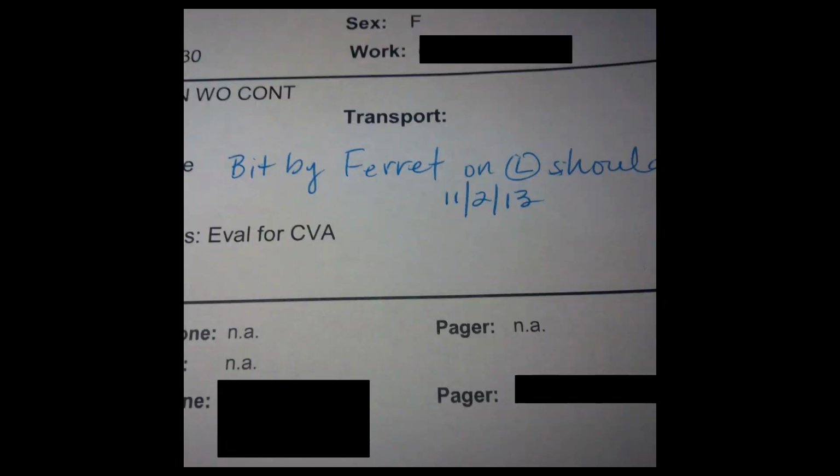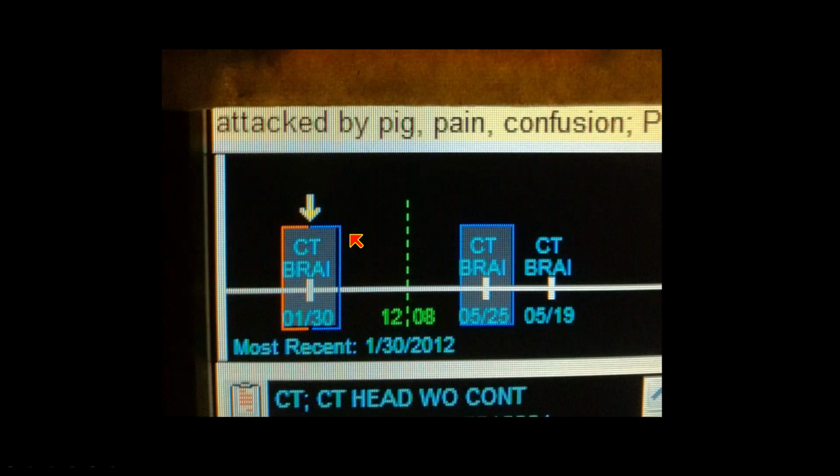Every now and then we get some clinical history that may not be obvious or helpful to us. So this is an example of a patient. The clinical history said, bit by ferret on shoulder. So you don't know all the time if that's very helpful. Evaluate for CVA. Here's another patient that says attacked by pig, pain and confusion. I'm not sure if the pig was confused or the patient was confused, but that clinical history may be helpful or maybe not.